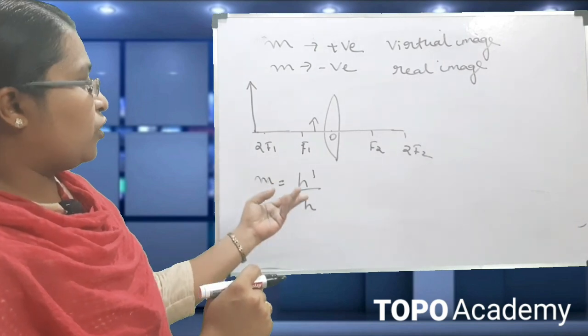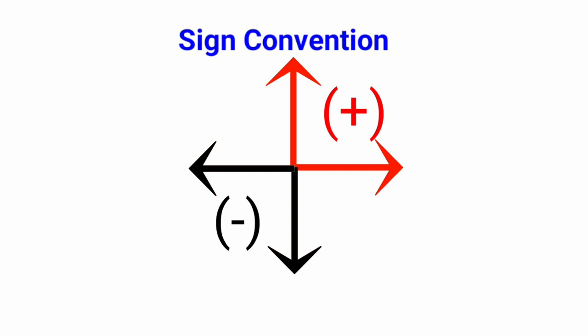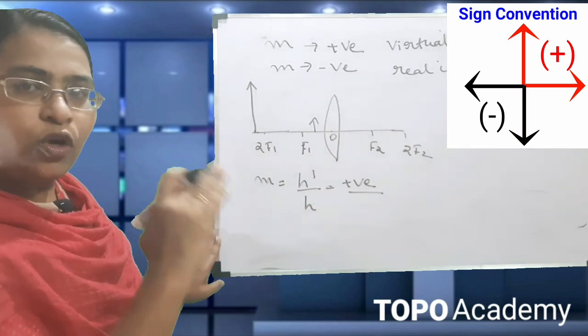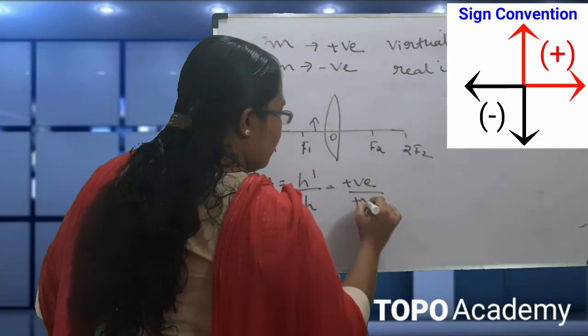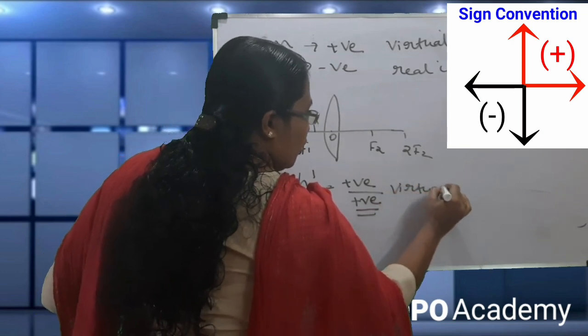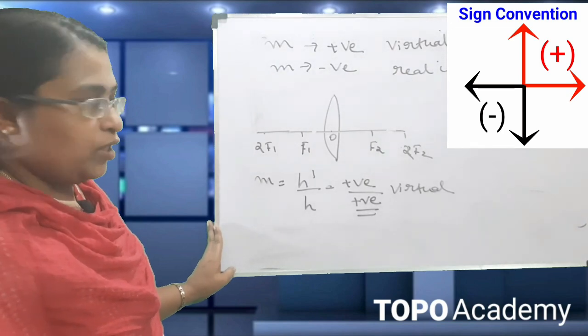What is the sign for h dash? It is in the upward direction, so it is positive. And what is the sign for h? It is also positive because it is also in the upward direction. So it is positive for a virtual image. Next we have to see why it is negative for real images.